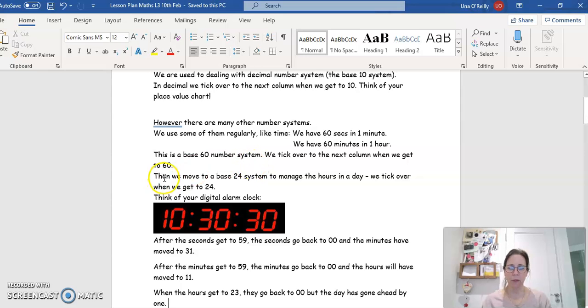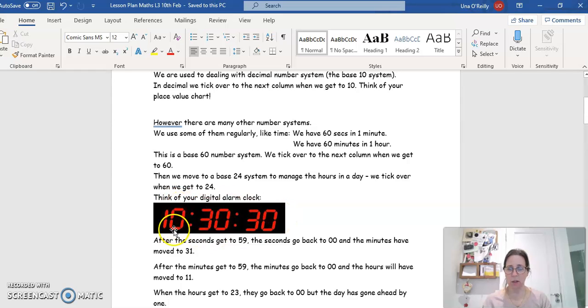And then after we've done the seconds and the minutes, we move to a base 24 system to manage the hours in the day. Okay, so we tick over when we get to 24. We go from 0 to 23, and then when we get into the 24th hour, well then we're into the next day, okay?